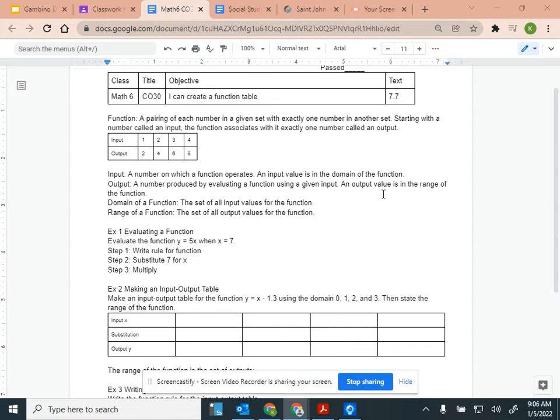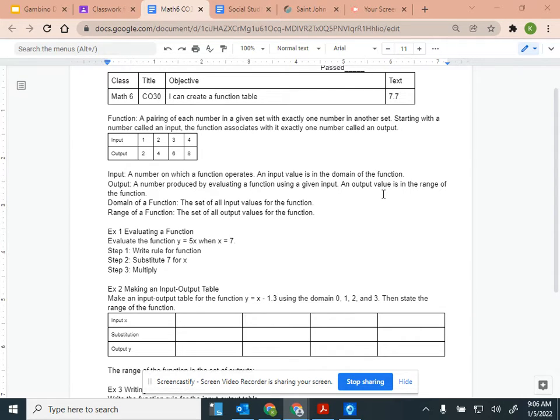All right, good morning. Today we are continuing on with Unit 5, doing CO30. I can create a function table. Before Christmas break, we worked on graphing and being able to put those points on the coordinate plane. We worked on finding the slope of a line. Now we're going to be doing a function table.